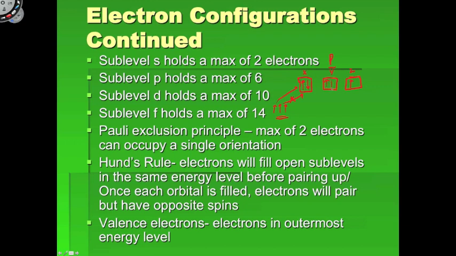And that just means they have opposite spins. If there was a fifth electron, you go here. If there was a sixth electron, you would go there. All right? And that's Hund's rule.